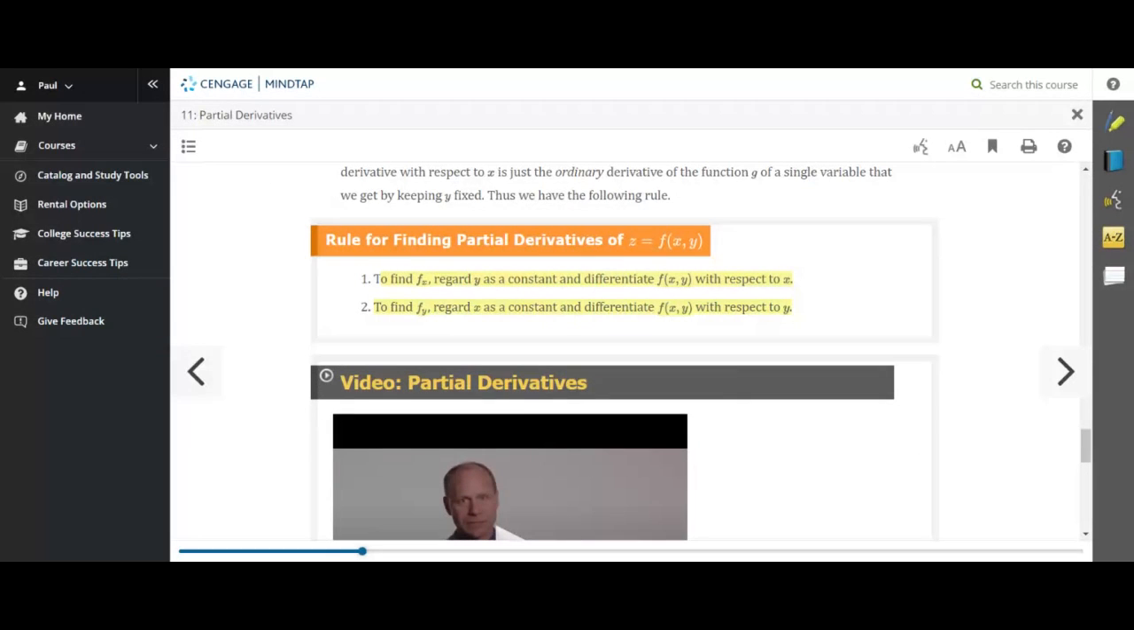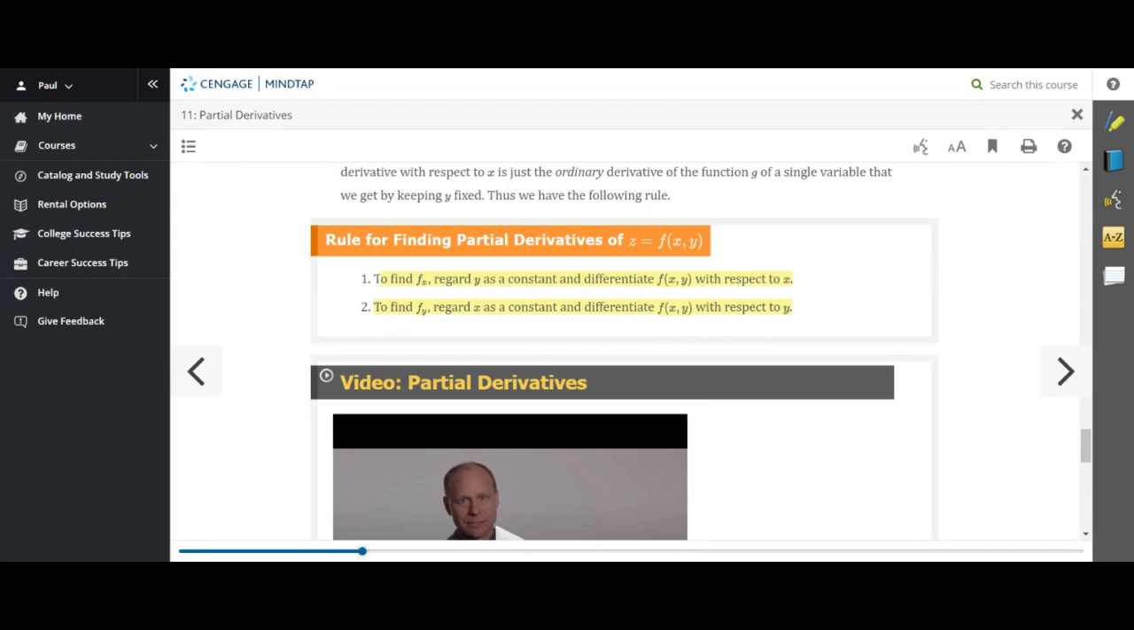But what you have to be careful of is, if you're going to find the partial derivative, like here's rule 1, the partial derivative of f with respect to x, remember, you're finding the slope of a tangent line to a surface at a point in the direction of the x-axis. So y is held constant. You just differentiate with respect to x.